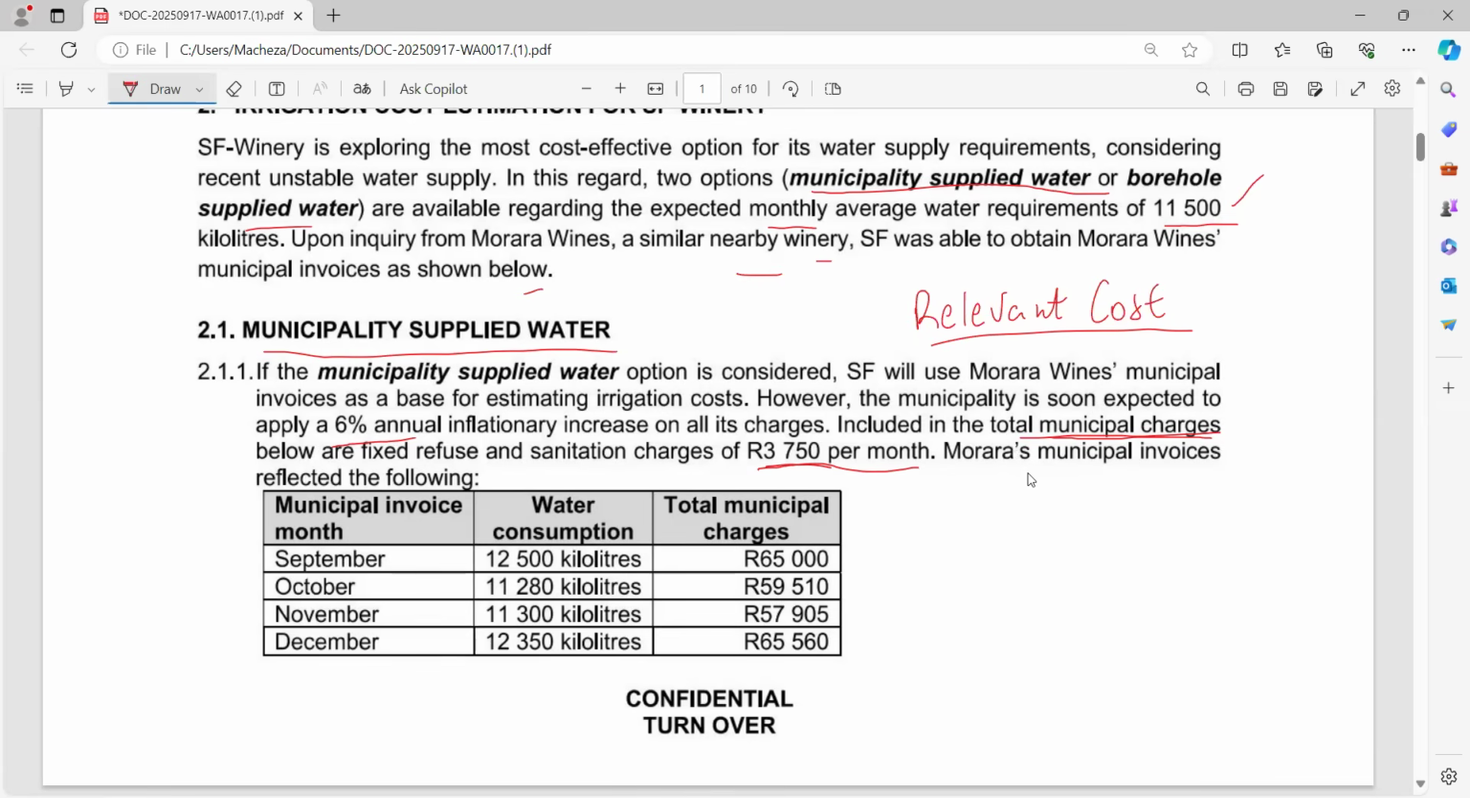Then they say Morara's municipality invoices reflected the following. These are the invoices. And every time you see this and you want to determine the cost, the moment you see this, you should know about the high-low method.